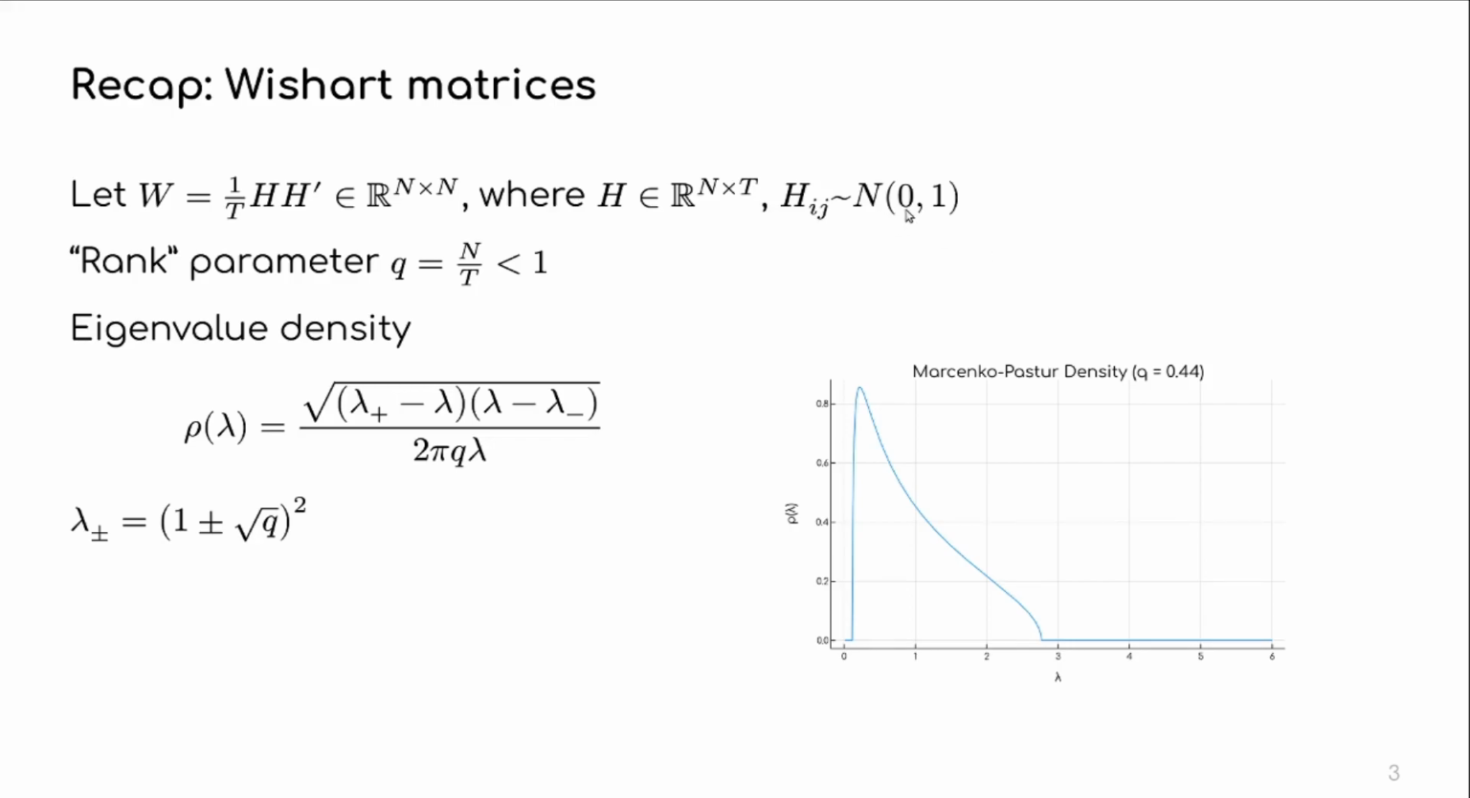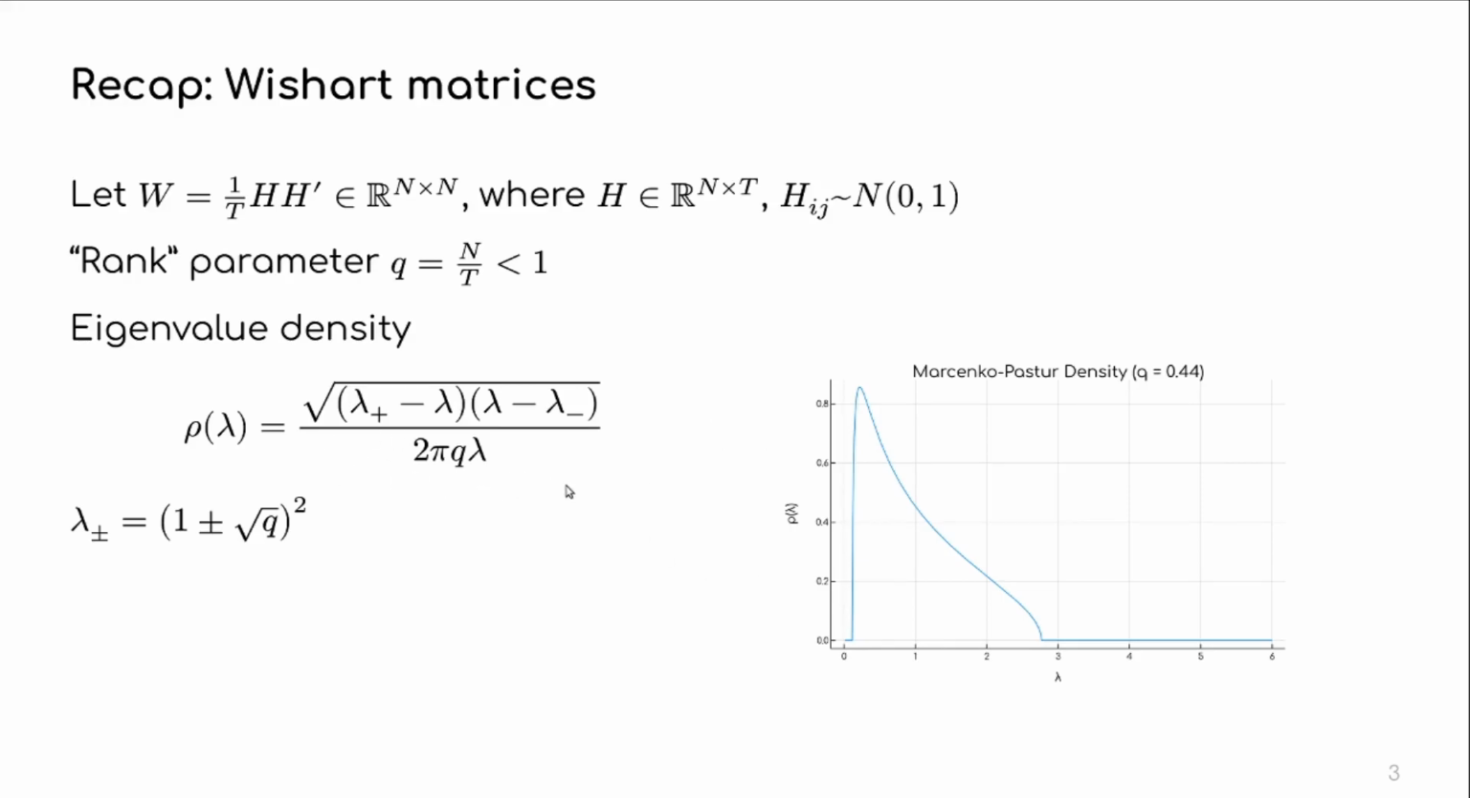The important parameter here was the rank, quote unquote, parameter Q, being the ratio of n, the number of variables, to the number of samples you have of those variables. Specifically, we'll be looking at the case where we have more samples than variables here. In practice, it doesn't change much. It just changes a few things about this distribution, but otherwise it's the same.